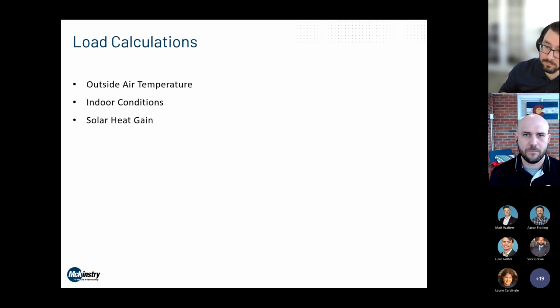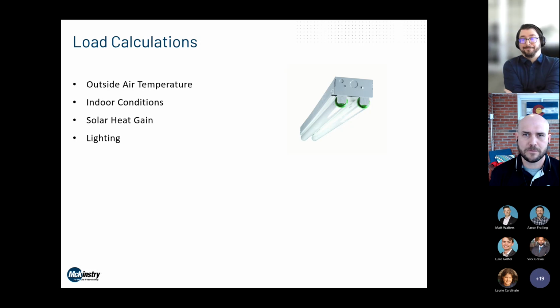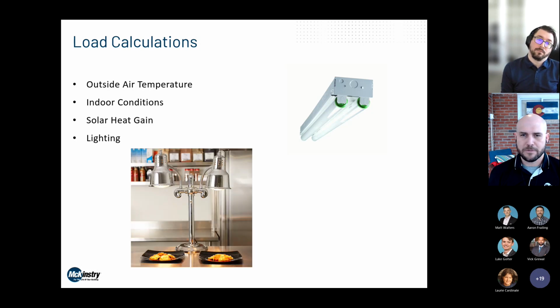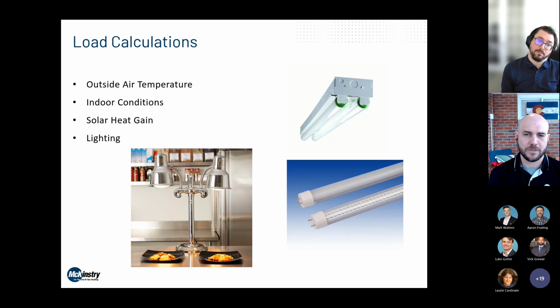So the next component is a big one we're all familiar with, lighting. There's some old fluorescent there. You could have a proper heat lamp. It's going to put off obviously more watts, more BTUs that the air conditioning system needs to accommodate and overcome. And something that's way more efficient, like our good friends the LEDs, are going to be a whole lot more efficient still, and reject less heat to the space.